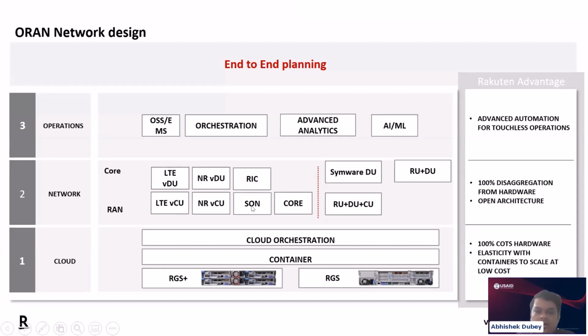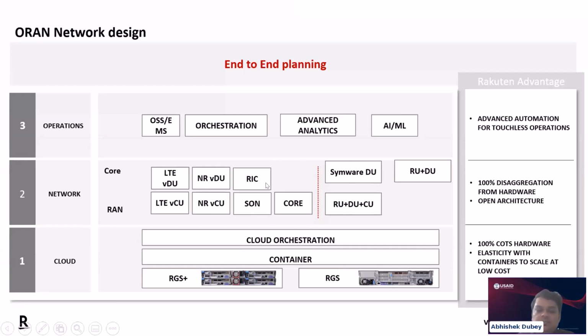or SON, self-organizing network workloads, or the core workload, or the DUs, standalone RU or RU plus DU configuration, or RU plus DU plus CU configuration. So anything you can load once your platform is ready. Let's say your platform is ready and you hosted all the network functions here from the RAN and from the core.